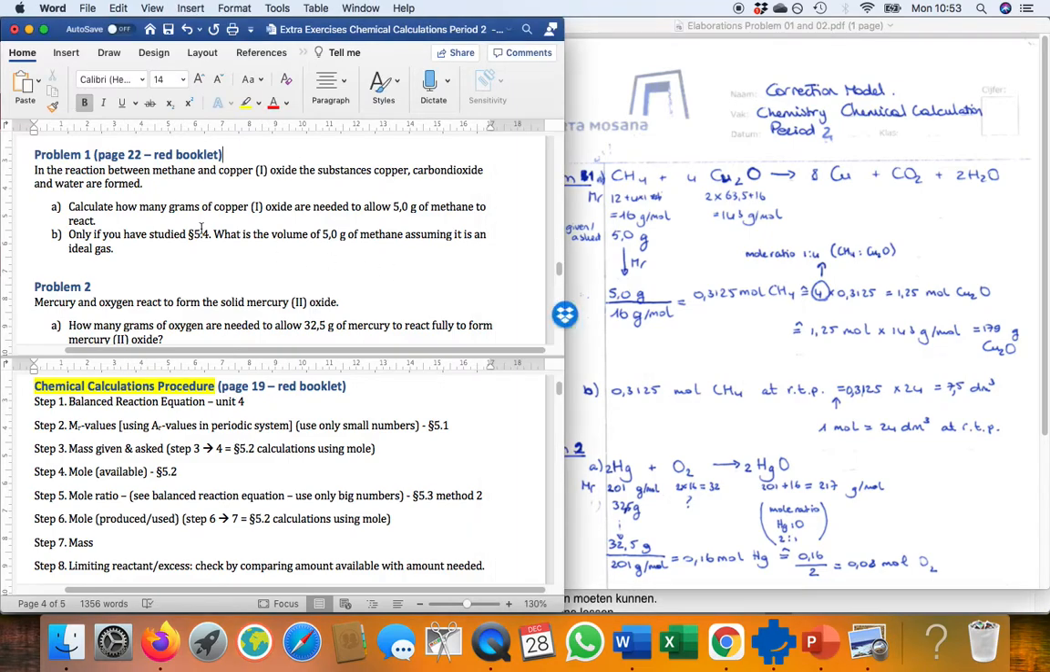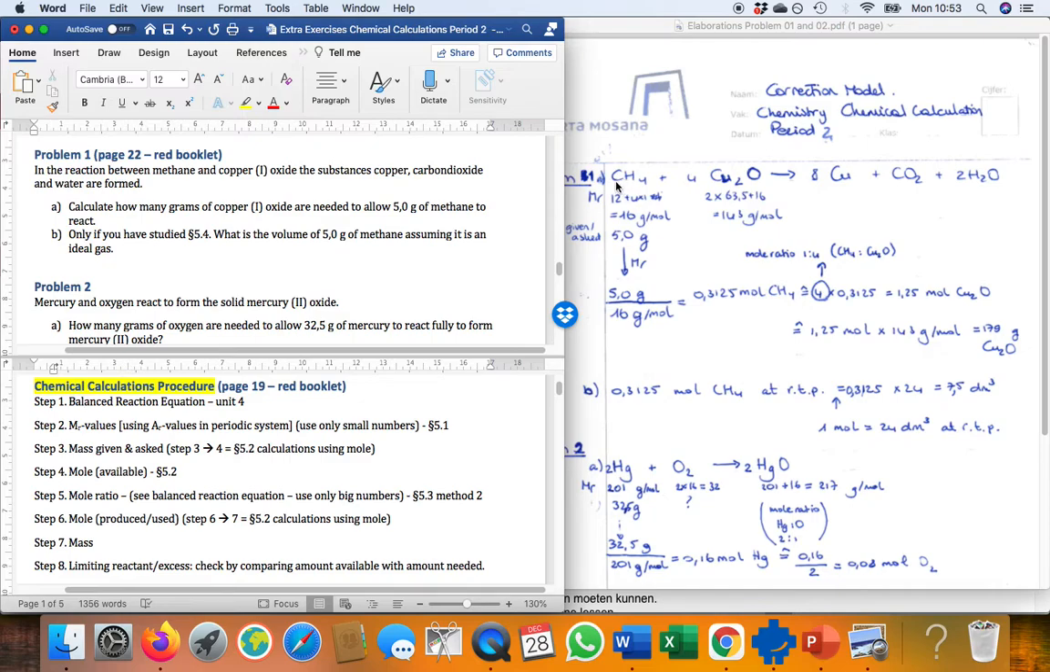So we start reading the question, and it says, in the reaction between methane and copper(I) oxide, the substances copper, carbon dioxide, and water are formed. So step 1 of the chemical calculation is to create the balanced reaction equation. And you have done this before, so I'm not going to linger to explain.